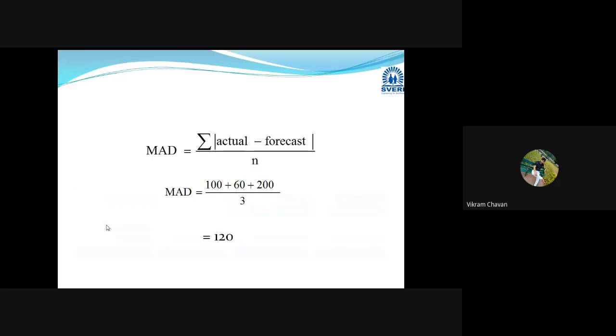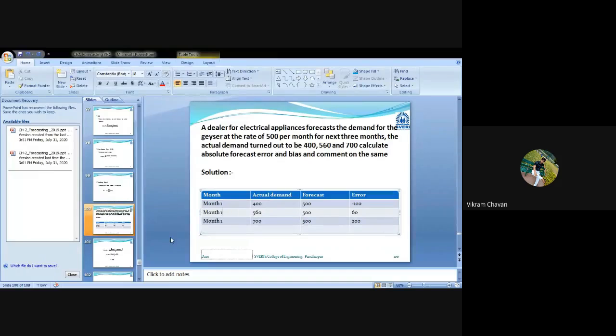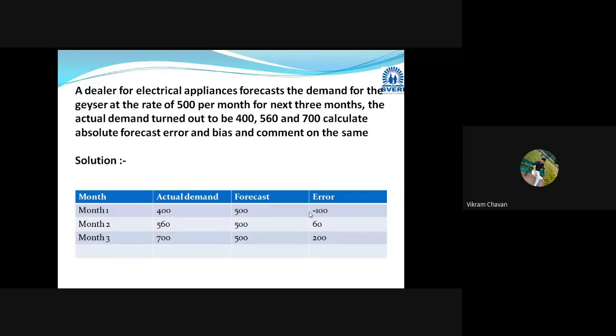Then here, month second. For month second, the actual demand is 560, and the forecasted demand we have considered is 500 units. Actual demand is 560 and forecasted demand is 500 units, so we will get an error of 60 units. The error will be 60, and that will be plus. So we can say that for month second, it will be an under forecast.